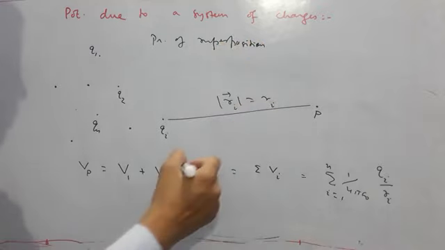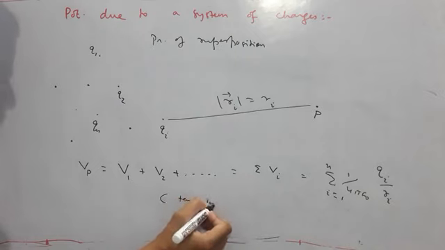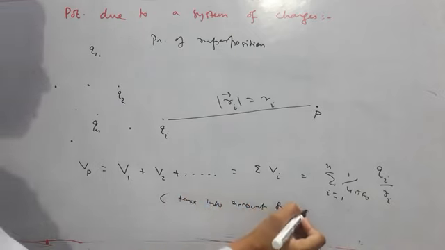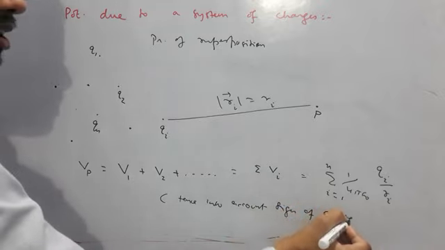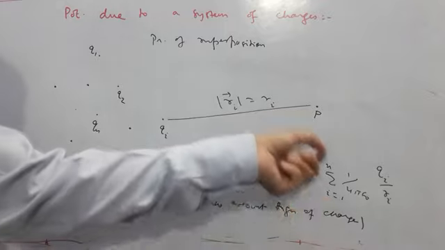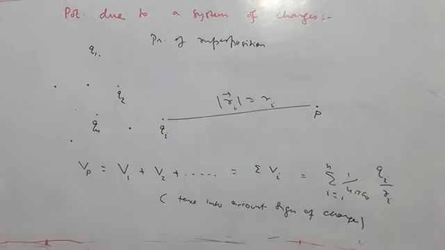While using this formula, remember to take into account the sign of charges. If a charge is negative, for example, then that negative value has to be put. So negative charges will produce negative potential, positive charges will produce positive potential. Let us see some examples.